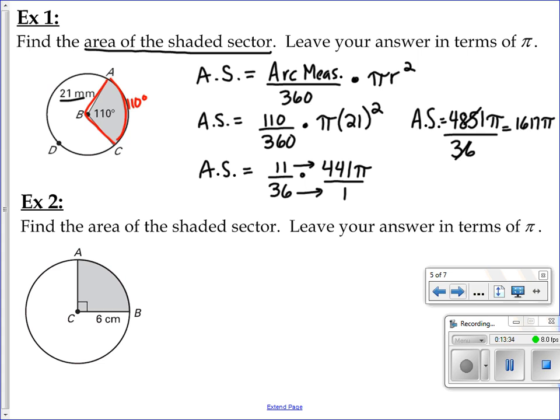1617 pi over 12. Let's see if you could take out another 3. You can actually take out another 3. So if you take out another 3, you're going to end up getting 539 pi over 4.